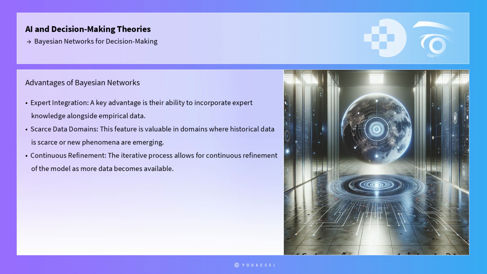A key advantage of Bayesian networks is their ability to incorporate expert knowledge alongside empirical data. This feature is particularly valuable in domains where historical data is scarce or where new phenomena are emerging. Experts can define the structure of the network and assign initial probabilities, which can then be updated as more data becomes available. This iterative process allows for continuous refinement of the model, ensuring that decision-making is based on the most current and relevant information.